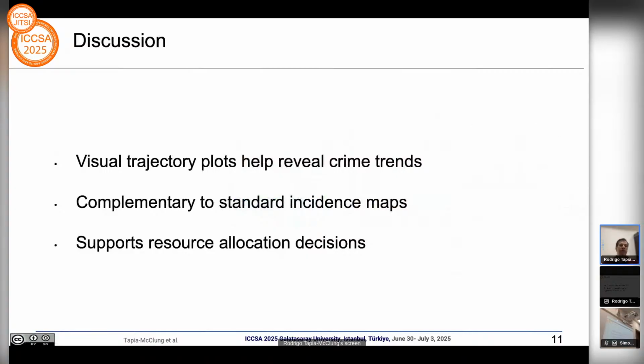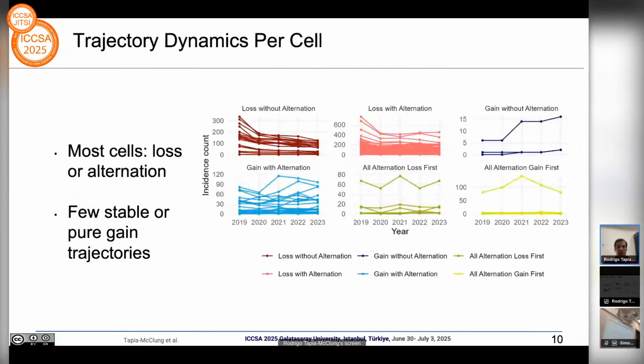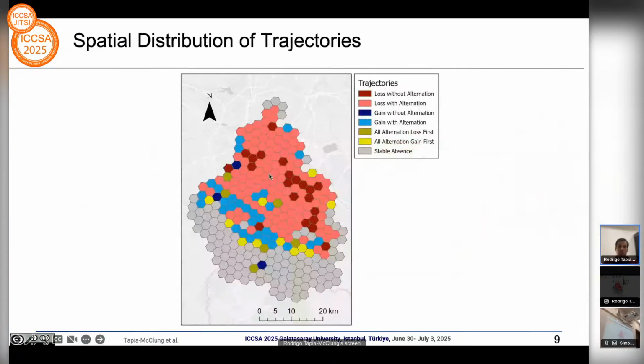So we do believe that the visual trajectory plots help us reveal certain crime trends or patterns. Those are complementary to standard incident maps that we've seen before, and we believe that this analysis could support resource allocation decisions to see where certain programs or actions could be implemented in space.